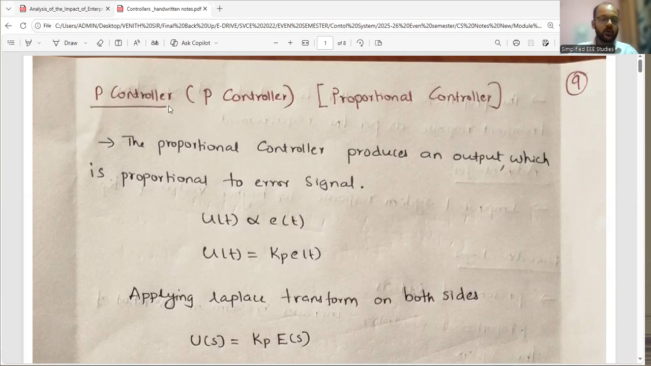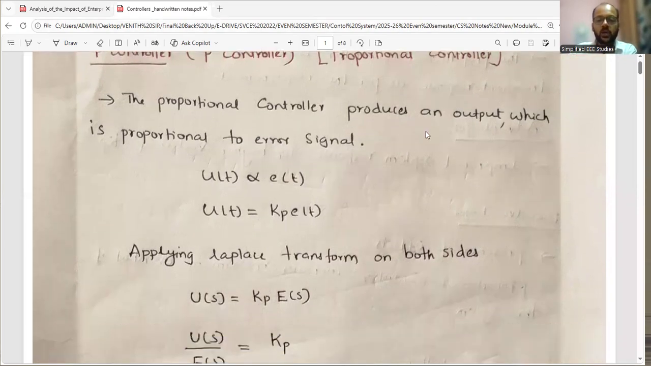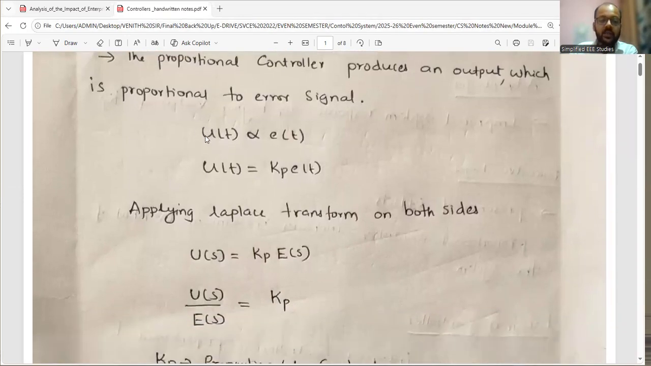First, let us discuss the meaning of P controller. It is also known as proportional controller. In a proportional controller, the output is directly proportional to the error signal. Kindly consider U of t is the output and E of t is the error signal. U of t is directly proportional to E of t. In order to remove the proportionality sign, let me multiply by a proportionality constant called Kp. That is, U of t is equal to Kp multiplied by E of t. Here, Kp is known as the proportional constant.